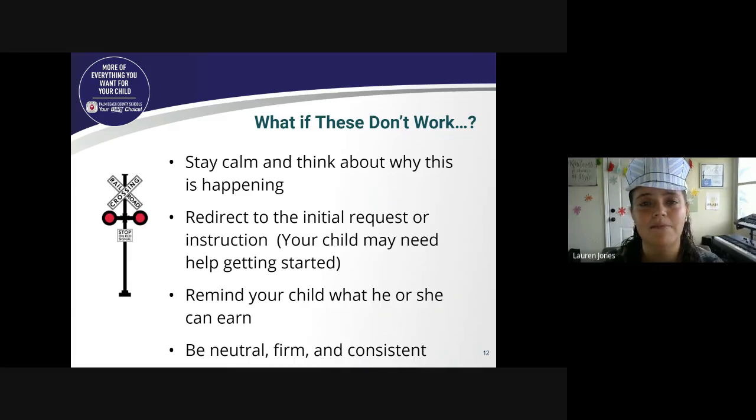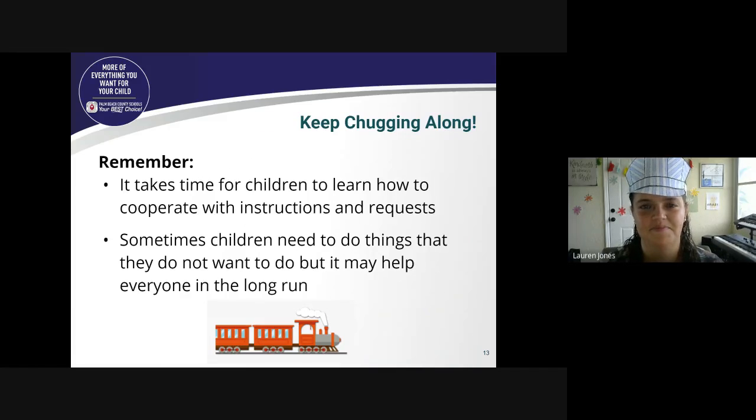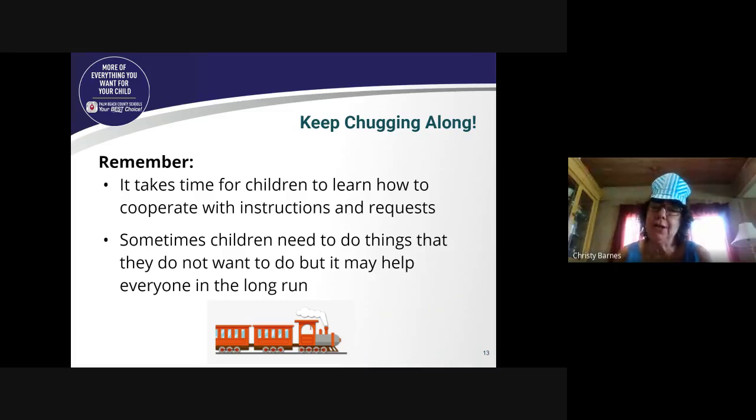Your child might need some help getting started. Maybe if you can help them start the task, they'll be able to finish it on their own. Remind your child what he or she can earn after completing the task. So once you've done the dishes, then you can go play on your video game or whatever it is that they like. It's important to be neutral, firm, and consistent. So you really want to keep chugging along.